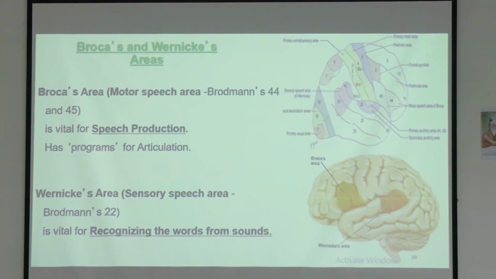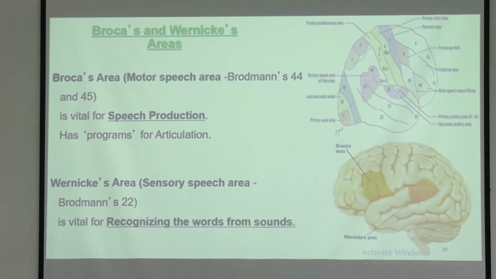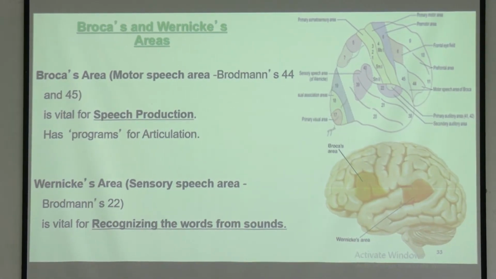You said, okay sir, I have some kind of problem with Broca's area or Wernicke's area. So this is what we call the speech areas. Now this speech area's sensory part and motor part are located in two different areas of the brain, and they have two different names.